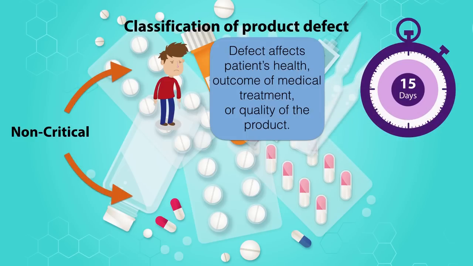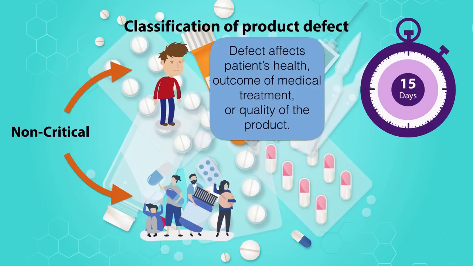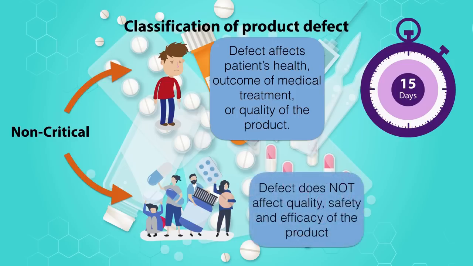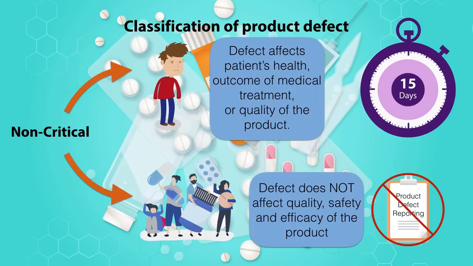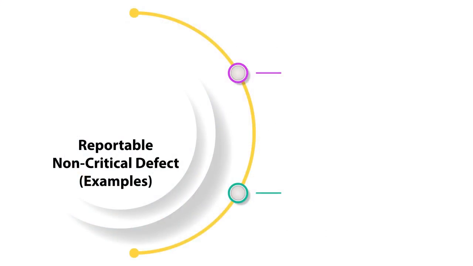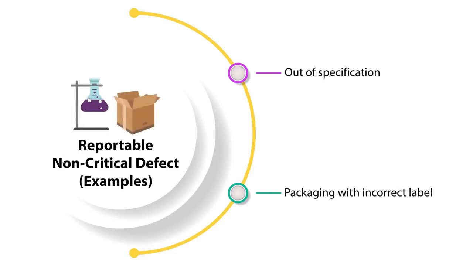The second type of non-critical defect does not affect the patient's health or the outcome of the medical treatment, or the quality, safety, and efficacy of the therapeutic product. Such defects are not reportable to HSA. Examples of reportable non-critical defects include minor out-of-specification results that do not significantly affect the efficacy or safety of the product, and incorrect information on the product label that does not affect the safety or the use of the product.